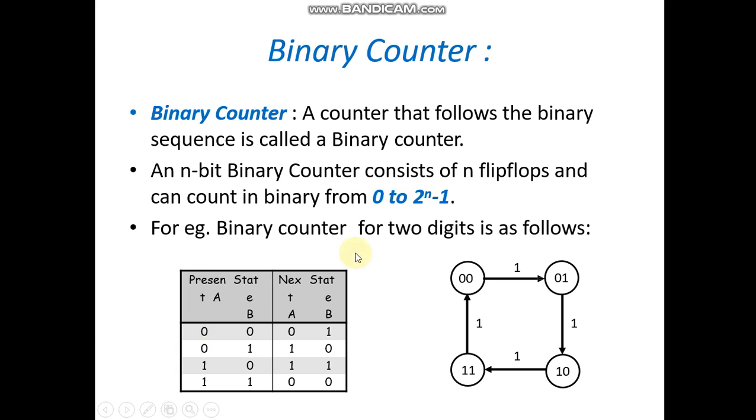Initially it will be 0 0. After the first clock pulse it will go to 0 1. After the next clock pulse it will go to 1 0. The next clock pulse takes it to 1 1. The next clock pulse takes it to 0 0. Finally you get the initial condition, and after a clock pulse it will start again with 0 0, 0 1. That is the concept of an up counter. A down counter means the reverse operation: 1 1, then 1 0, then 0 1, like that it will be defined.